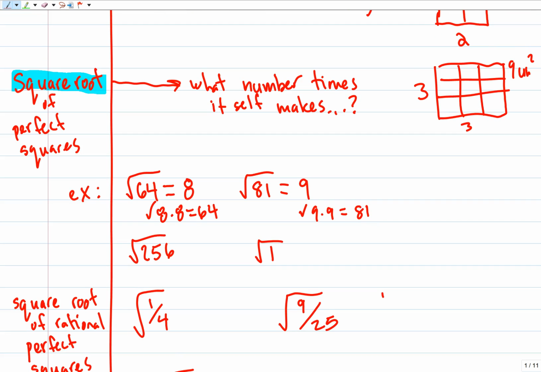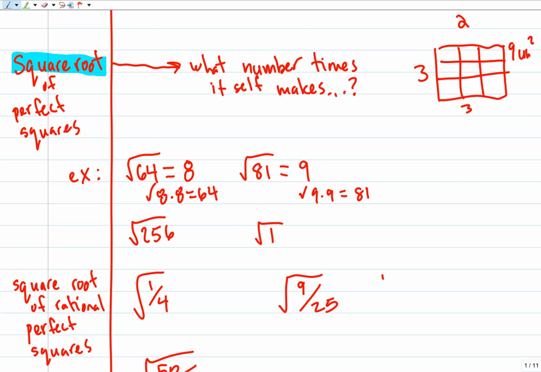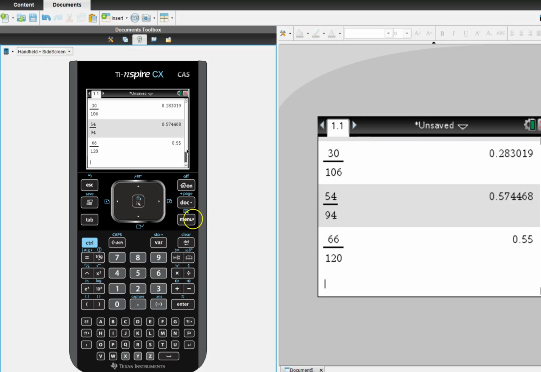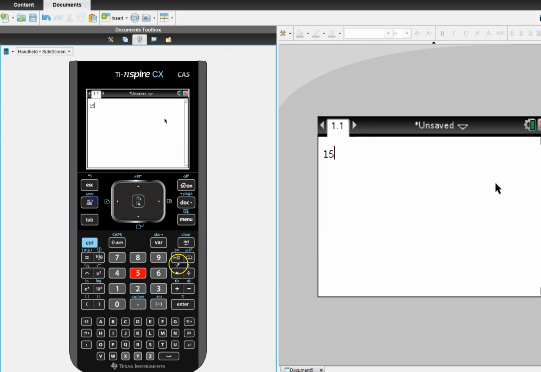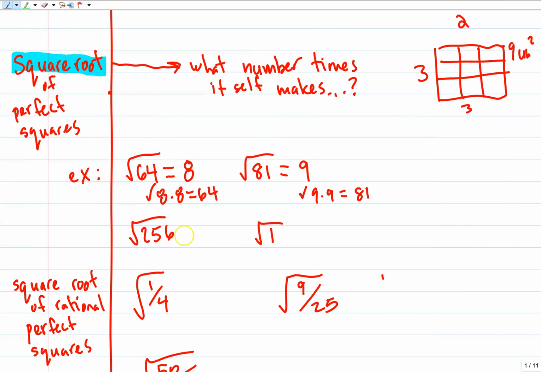The square root of 256. Well, now we're getting a lot bigger. I know 15 squared is 225. So I know that 15 times 15 would be too low. So how about 16 times 16? Or we could do the square root of 256, and it would tell us 16. What is the square root of 1? What times itself makes 1? Well, that would be 1.